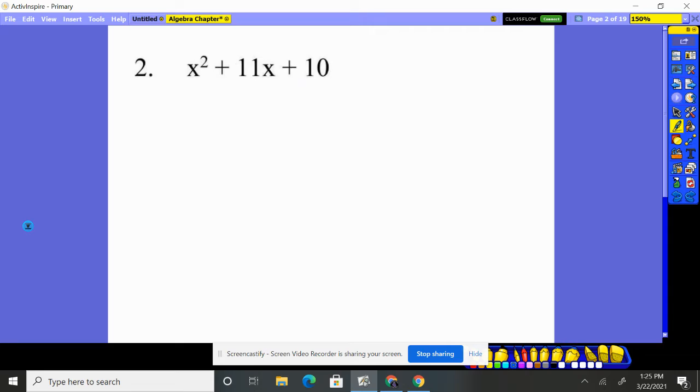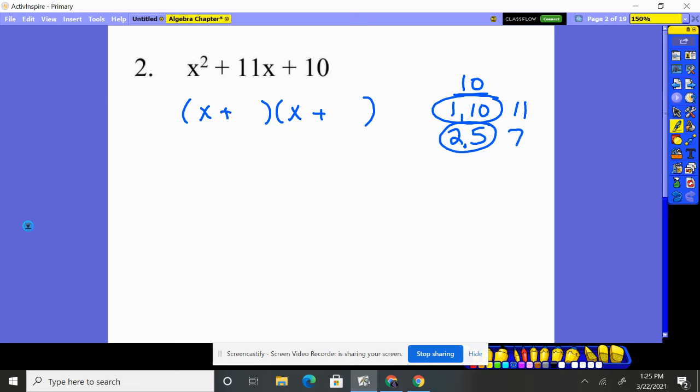Number 2. Okay. Everything's addition again. Oh, life is so good. x plus and an x plus. What could have multiplied together to give us 10? We could have done 1 and 10, or it could have been 2 and 5. These together would have created an 11. These would have created a 7. We want to create a 11. So it's a 1 and a 10.